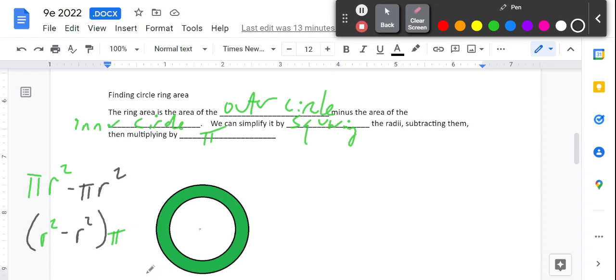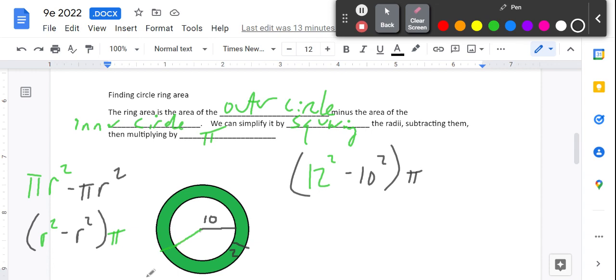Let's say the inner circle has a radius of 10, and this little thing right here has a length of 2. So my outer circle, my big circle, is going to have a radius of 12, because from here to here is 10 plus another length of 2. So we have 12 squared for our outer radius, and 10 squared for the inner radius, and we're going to square those, subtract them, and multiply by pi.